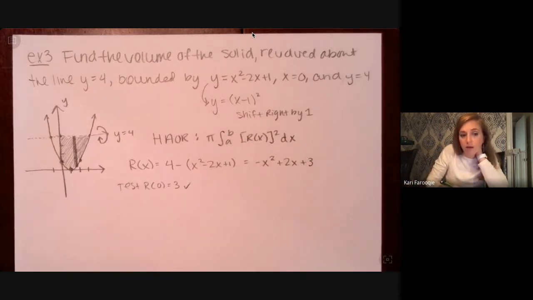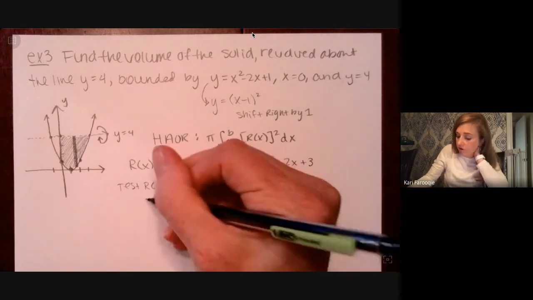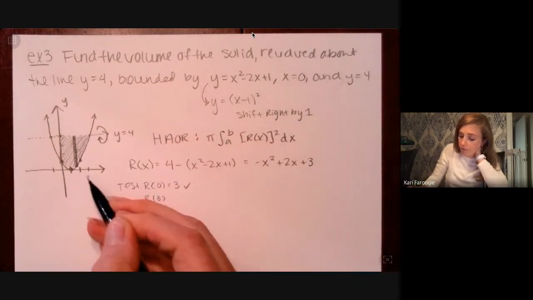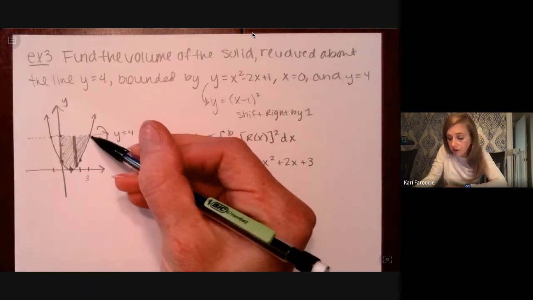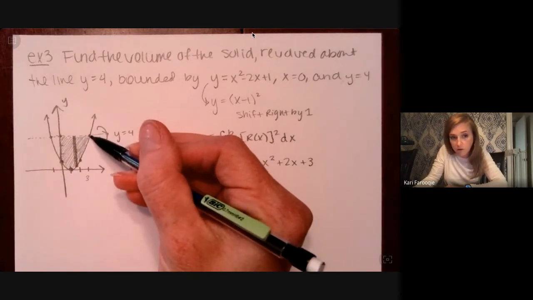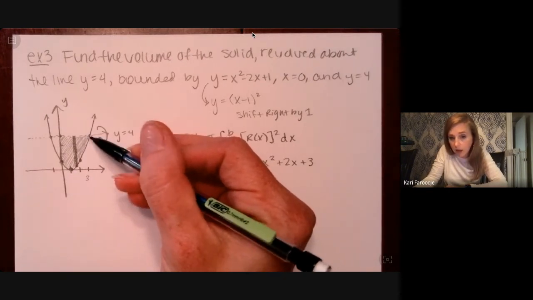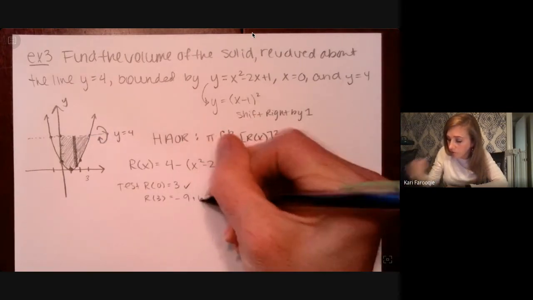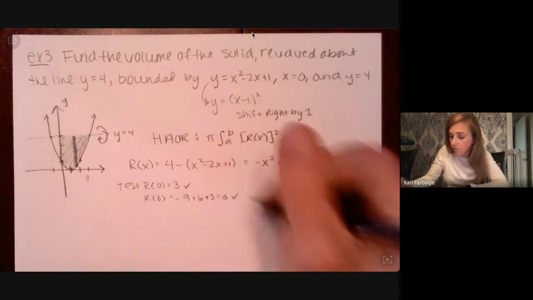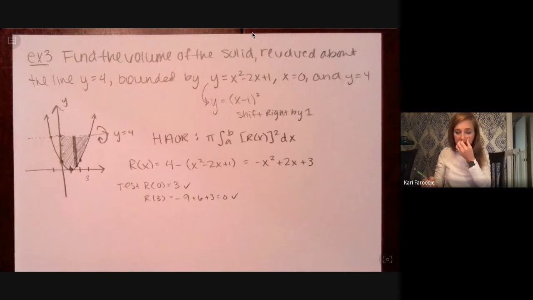Check. If you want to test it out again, you could test out r of 3. You would be expecting the radius here to be 0 because there's actually no distance covered at this point. This is where they intersect, so you wouldn't actually have anything left to your figure. So r of 3 would be negative 9 plus 6 plus 3, which is indeed 0. You don't have to check all of these. I would recommend checking the ones especially that you're not sure about. Anytime we move the axis of revolution, I feel like there needs to be more checking going on.